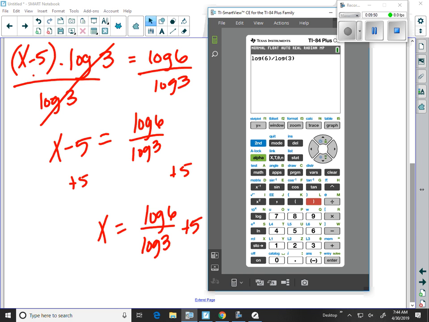What I would do, put your fraction in, press enter, and then press plus 5. Your calculator will take that previous answer and add 5 to it. So you should get 6.0.6309. Anybody not get that same decimal?